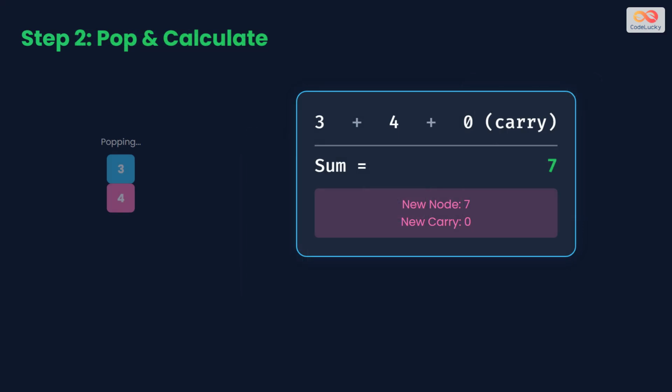Once our stacks are filled, we enter a loop. We pop the top number from each stack. In this example, we pop 3 and 4. We add them together to get 7. Since 7 is a single digit, our carry is 0.